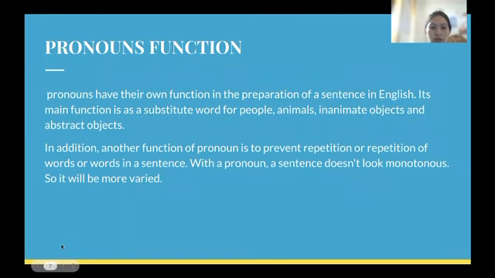Pronoun function. Pronouns have their own function in the construction of a sentence. In English, their main function is as a substitute word for people, animals, inanimate objects, and abstract objects. In addition, another function of pronouns is to prevent repetition of words in a sentence. With pronouns, a sentence doesn't look monotone, so it will be more fun.